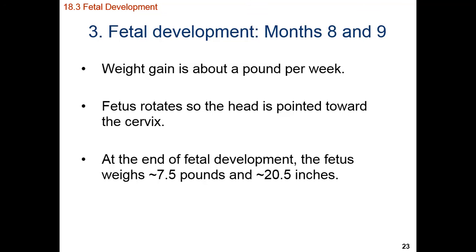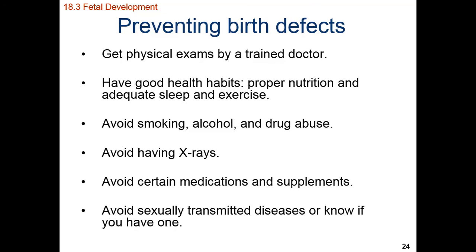By the end of this fetal development stage, or typically right before birth, we find that the fetus is about 7.5 pounds and 20.5 inches long. In other words, the average birth weight of a human being is 7.5 pounds, and the average birth length of a child is 20.5 inches.